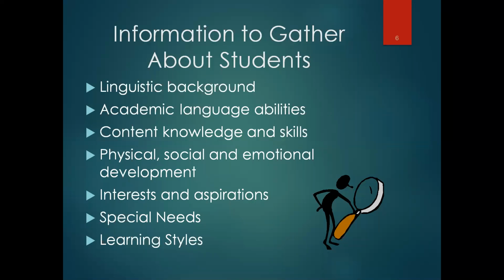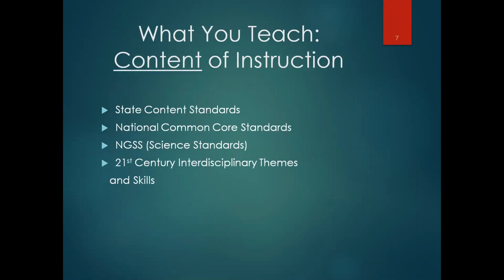Things you have to know about your students: their language, how much academic language they have, how much content knowledge they have, their social, emotional, physical development, interests, special needs, and their learning styles. You can gather all this information usually from cumulative files, background information, all kinds of areas. So the what you teach is the content, right? You teach the California State Content Standards. You teach the Next Generation Science Standards, and we're going to touch a little bit upon the 21st century interdisciplinary themes and skills, which kind of run in the background of everything we do now.